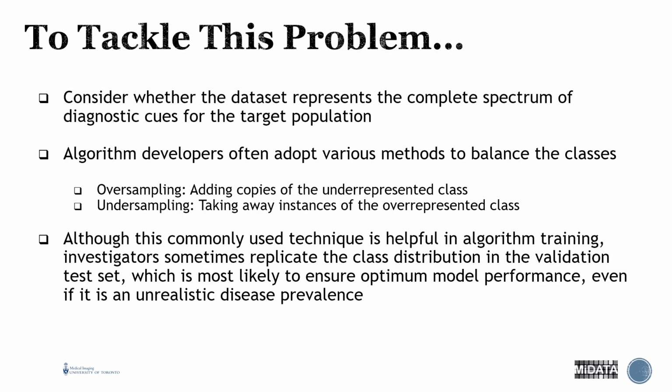So dealing with spectrum bias is pretty straightforward. Basically, you just need to make sure that you have the complete spectrum of diagnostic cues for the target population within your training set. Now, bear in mind as well that you have two challenges here. One is you would like to make sure that you have the complete spectrum of diagnostic cues. But two, you want to develop the best algorithm in order to classify or identify your disease.